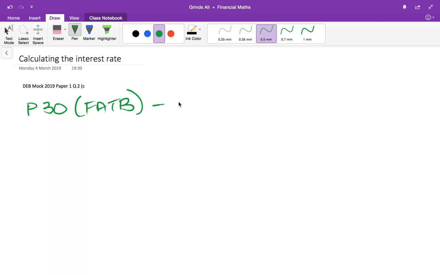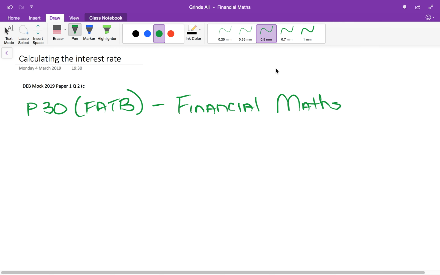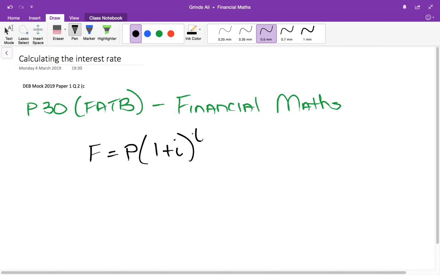What was in the contents? It was financial, wasn't it? Financial maths. Okay, and the top formula there, the compound interest one, is F equals P times (1 plus i) to the power of t. Yeah? Right, so it tells you here, what does F stand for? Final value. Okay, so for our investment here that they're talking about, what's the final value? 32,000. Good. So in place of this F, I'm going to put 32,000.